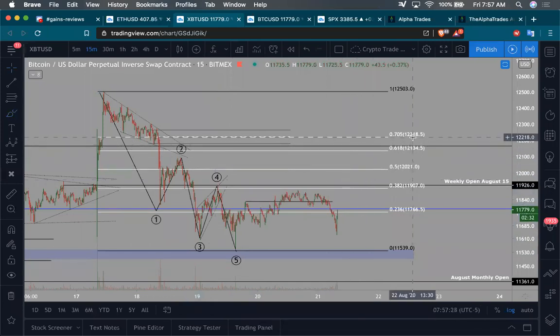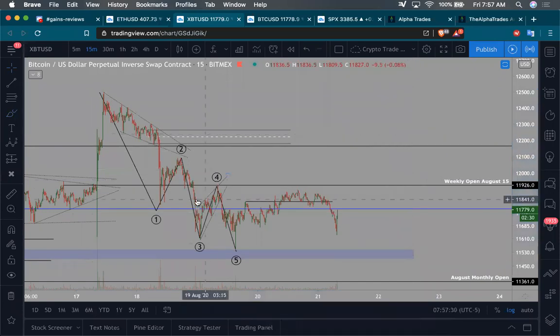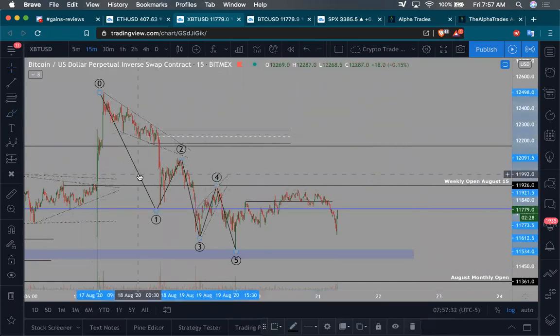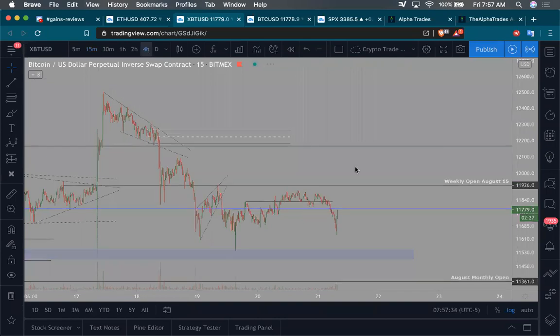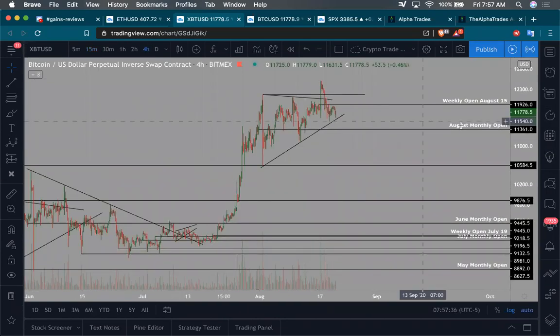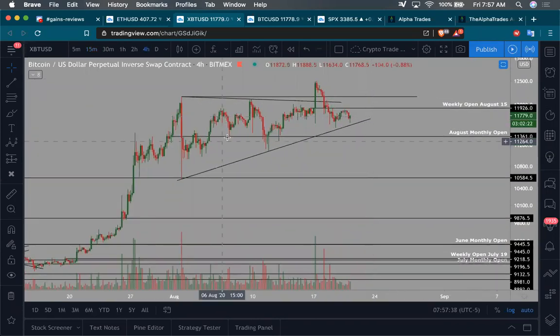So I'll be keeping a close eye on that. But here's the reason why I'm not worried about Bitcoin, okay? First of all, if we go on the 4-hour basis, right? I've told you all before, this is still a larger development of a larger pattern, an ascending triangle.